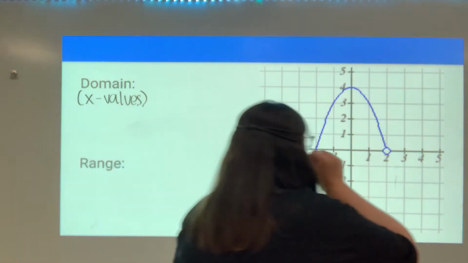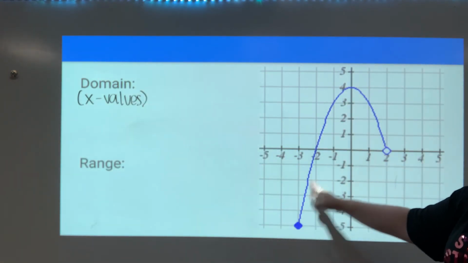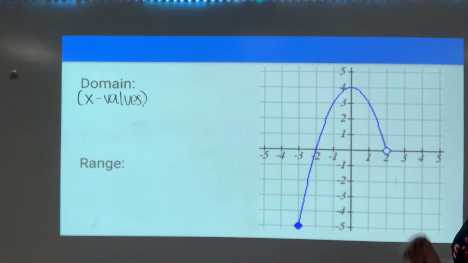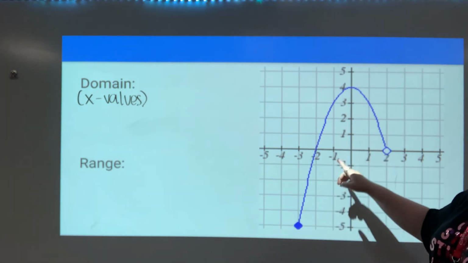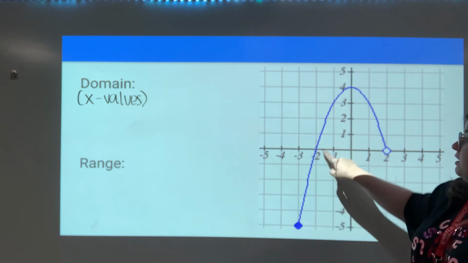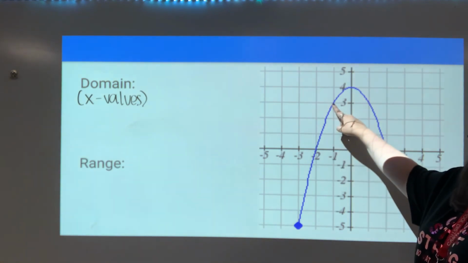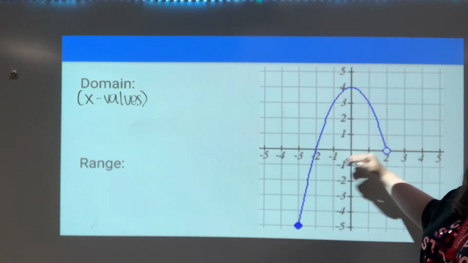Well, if you look at it, I'm going from this point to this point, right? It's kind of contained between here. Is -2 a possible x value? Yeah, my function is defined here. Is -1? Yep, my function is defined at -1 for my x value.